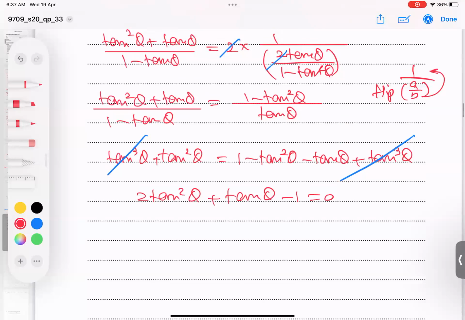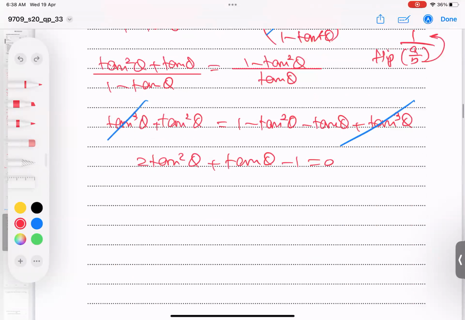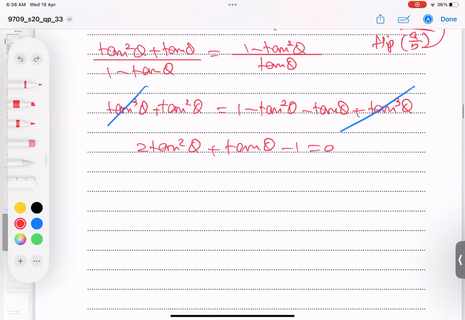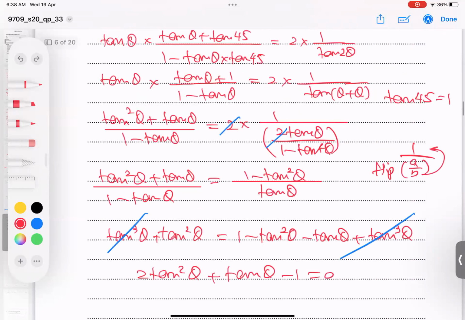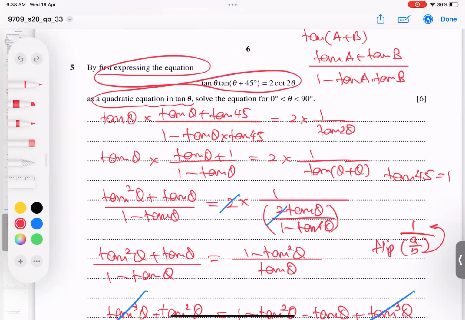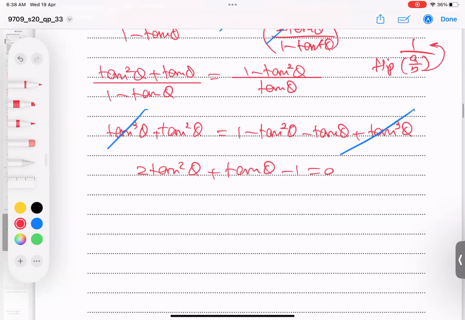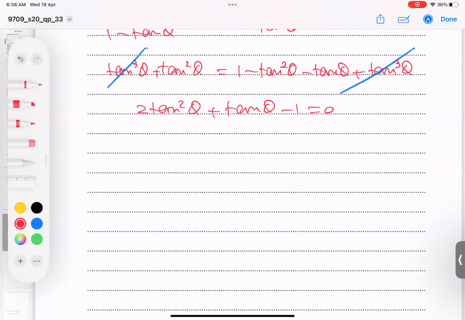So Alhamdulillah Rabbil Alameen, he was asking for the quadratic equation in tan theta. We have done it, so this is over. Now what is the next part asking for? He's saying, by first expressing this as a quadratic equation, then solve it, for 0 to 90 degrees, which means the first quadrant only. Now I have two techniques. I think factorization is working even.